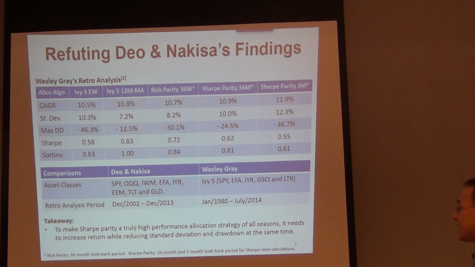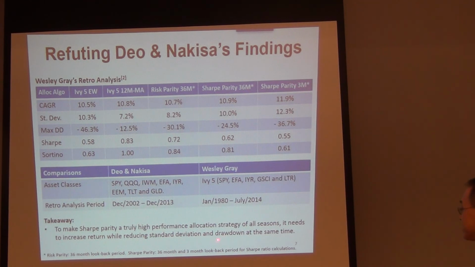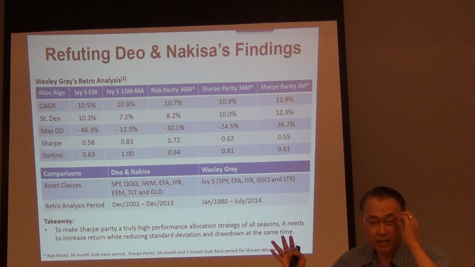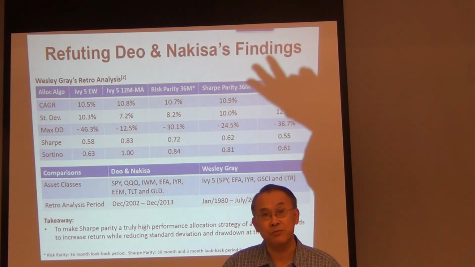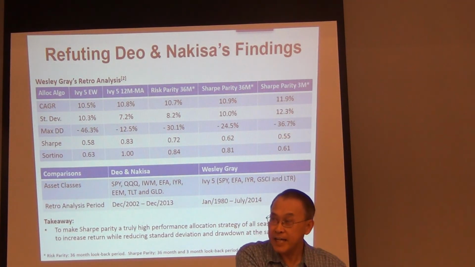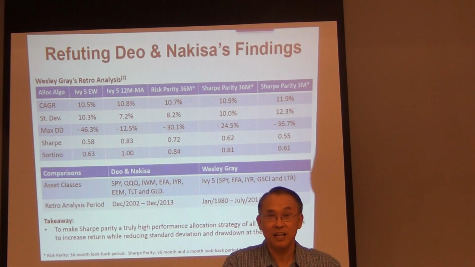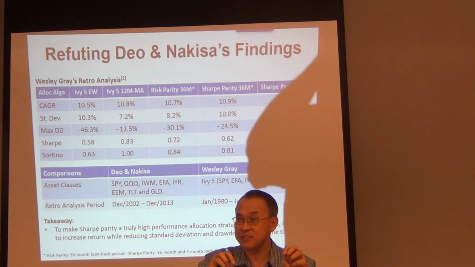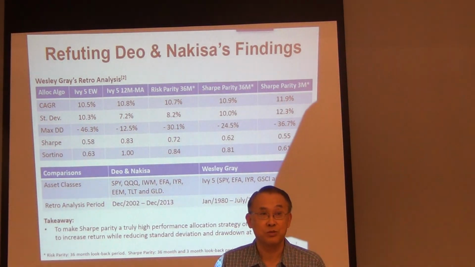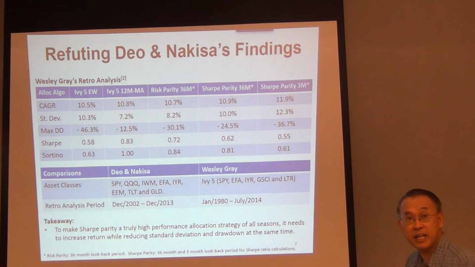So the takeaway that I would have is that to make Sharpe parity a truly high-performance allocation strategy for all seasons, it needs to increase the return while reducing standard deviation and drawdown at the same time. I think the basic Sharpe parity framework is a very good framework because it allocates more assets to better performing strategies, versus the classical allocation where you say, from the 12, I pick 3 and then allocate 1/3, 1/3, 1/3 to each of them. So I think they do have something to say.